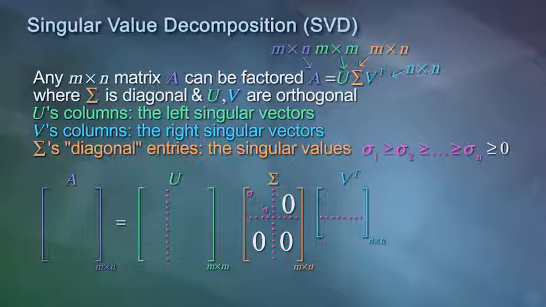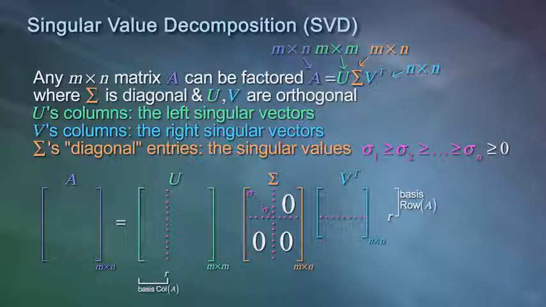For instance, if the matrix A has rank R, then the first R columns of U will be a basis for the column space of A. And the first R columns of V, which are the rows of V transpose, will be a basis for the row space of A. And the last n minus R columns of V, which are the last n minus R rows of V transpose, will be a basis for the null space of A.